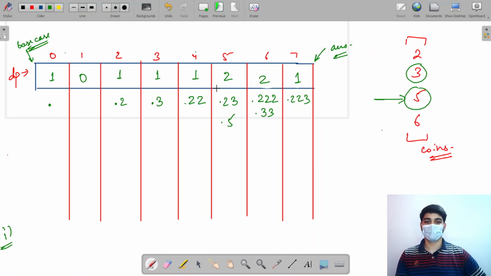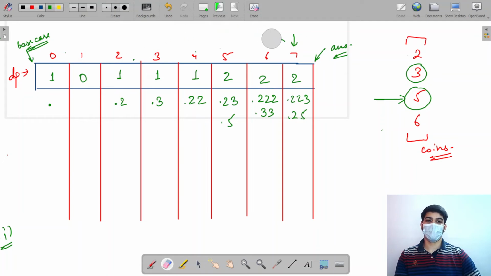Again, 5 moves forward to 6. 6 minus 5 lands it to 1. 1 says there is no way. So if there is no way, the count won't increase. Now 5 goes to 7. 7 minus 5 gets it to 2. 2 says there is one way if you use yourself after me. So this increases to 2.